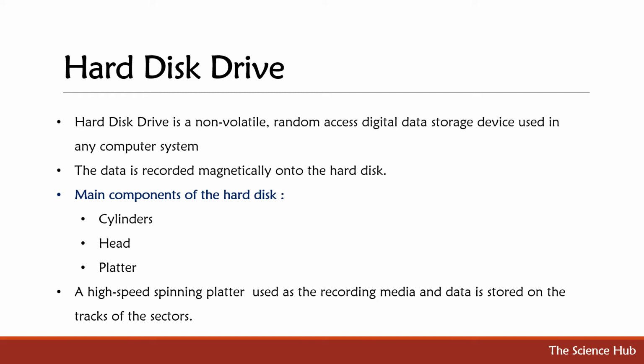A hard disk drive is a non-volatile random access digital storage device used in any computer system. The data is recorded magnetically onto the hard disk. There are three main components of the hard disk, which are cylinders, head and platter. A high-speed spinning platter is used as the recording media, and data is stored on the tracks of the sectors.